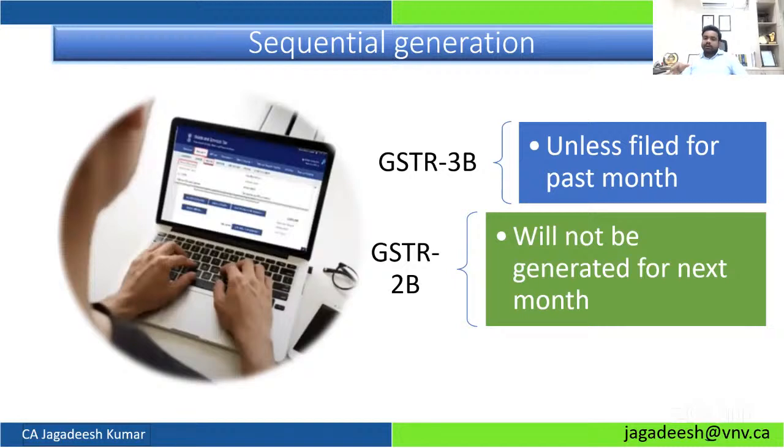So today I'm on the 17th. I have not filed my GSTR-3B. So my 2B will not get generated for this month, October. So what I have to do now is first file GSTR-3B, and then from the IMS generate compute liabilities, then 2B will get generated for that period.